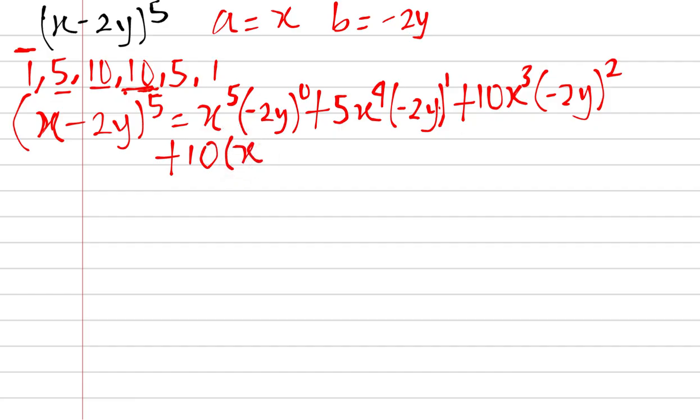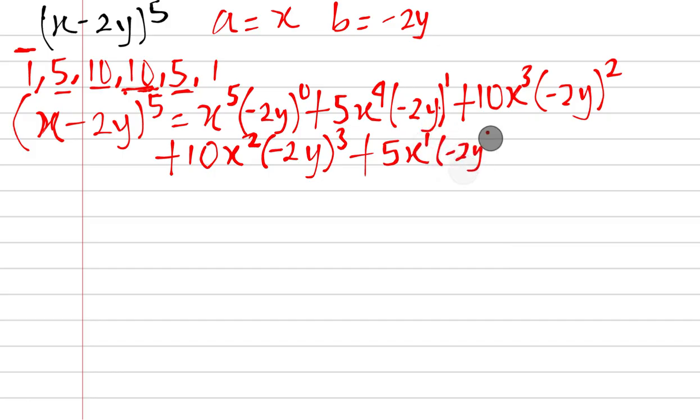X, I don't need to put bracket. 10 into what? X raised to power what now? Power 2 into bracket minus 2y raised to power what now? 3. I'm using that now plus the next coefficient here is what? 5. So that's what? 5x raised to power what now? The last time x is power 2, so it will be power what now? 1 into bracket minus 2y raised to power what now? 4. Are you seeing that now?